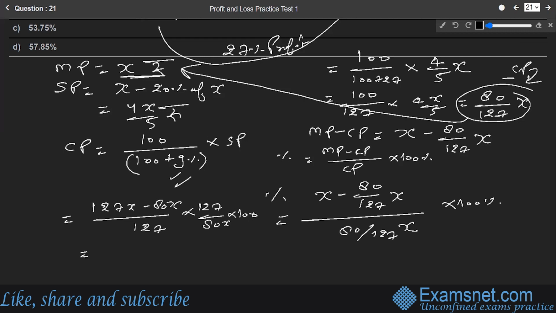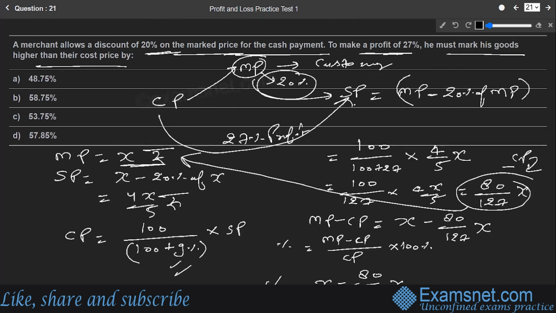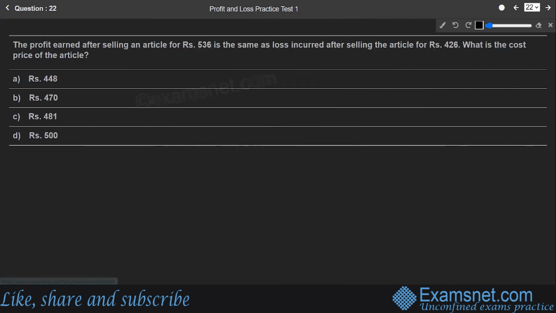If we solve this further, this comes out to be 47X by 80X. X and X get cancelled. So it comes out to be 47 by 80 into 100. That is nothing but 58.75%. So the mark price should be 58.75% higher, so that after the markup has been done, then giving a discount of 20%, you still get a deal with 27% profit. So the right answer is option number B, 58.75%.